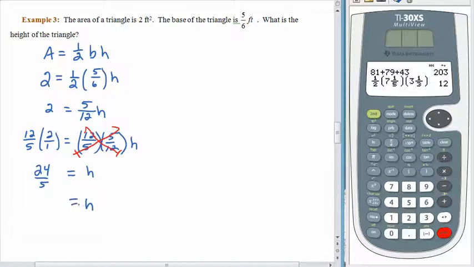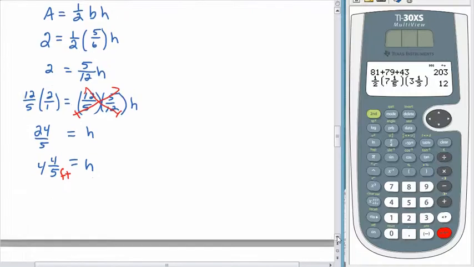Well, of course, we wouldn't leave it that way. 5 goes into 24 4 times with 4 left over, and there we are. 4 4/5. Don't forget those units. Those are feet. And that's the height of our triangle. There, see, that algebra stuff comes in really handy, huh? All right. Well, I guess we have 2 more, don't we? Let's flip over to the next page.